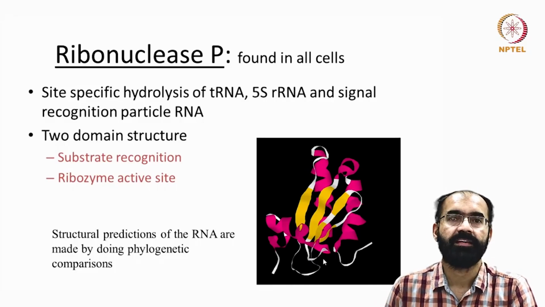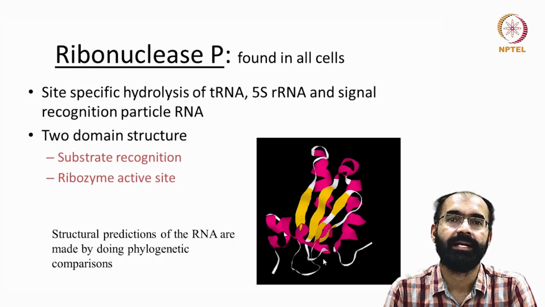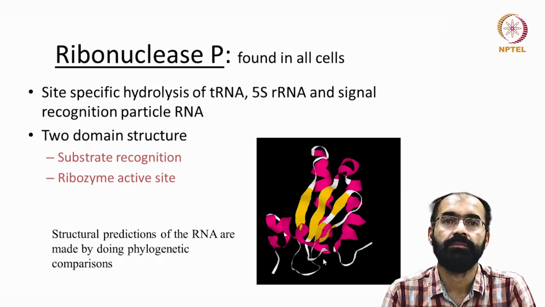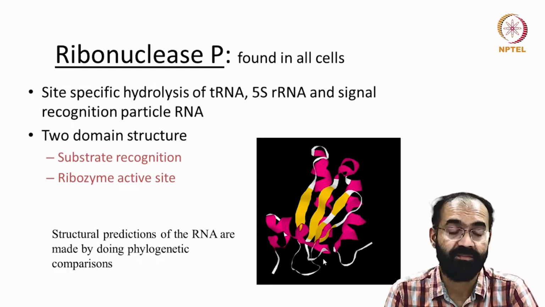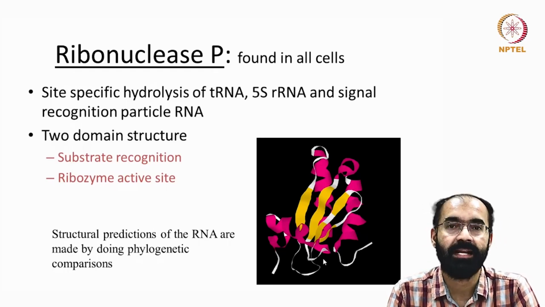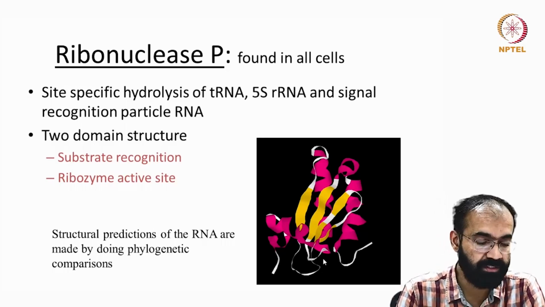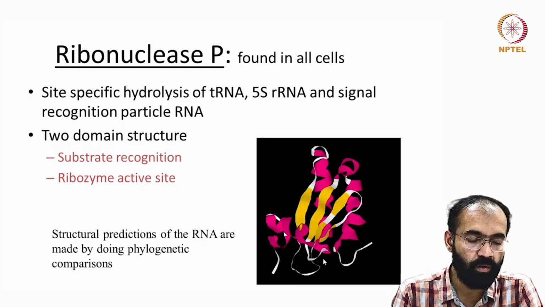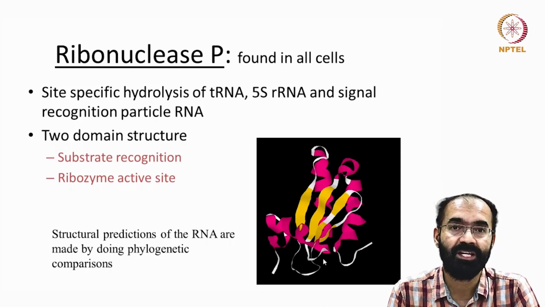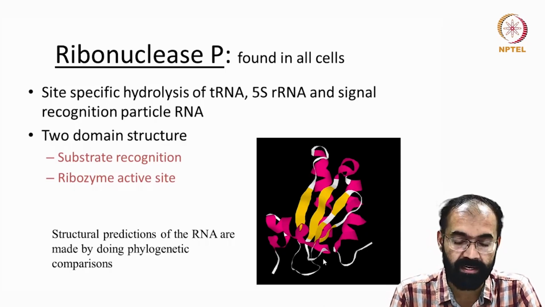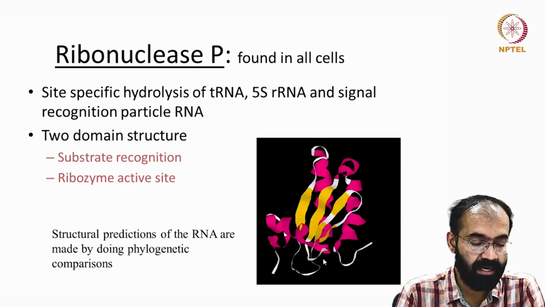Welcome back to another session of RNA biology. We were studying ribozymes, and this was the slide we left in the previous class. It is talking about ribonuclease P, which is found in all cells that require tRNA, 5S RNA, etc., and also the signal recognition particle. The role of ribonuclease P is basically to allow the maturation of premature tRNA, premature 5S rRNA, and also premature signal recognition particle, which have to undergo a maturation process.